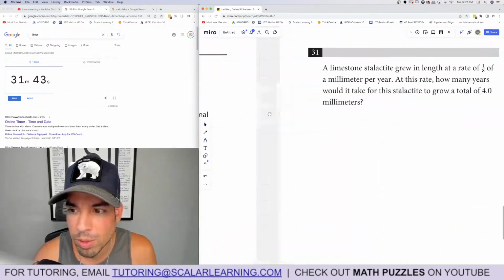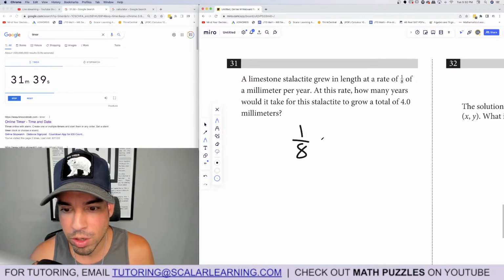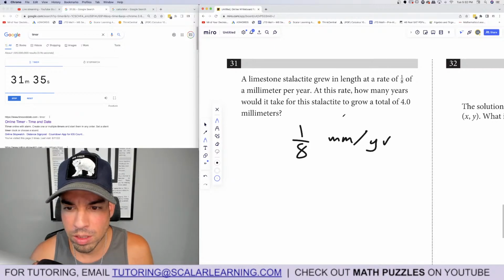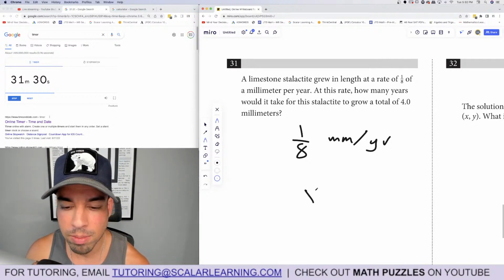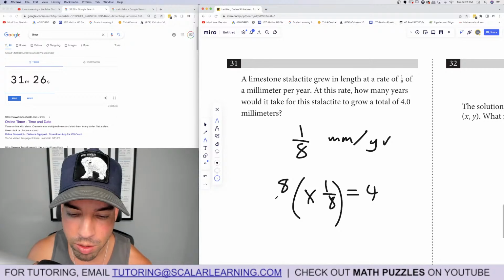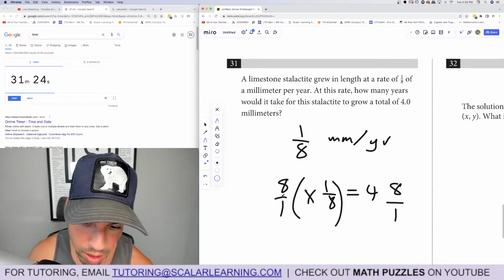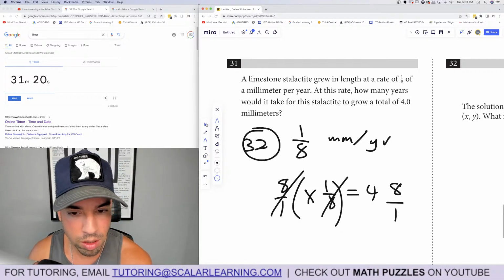All right, for your response, here we go. A limestone stalactite grew in length at 1/8 millimeter per year. How many years would it take for the stalactite to grow to 4? So it's what times 1/8 equals 4. To isolate, we multiply by the reciprocal of 1/8, which is 8 over 1, basically 8. 8 times 4 is 32. Done.